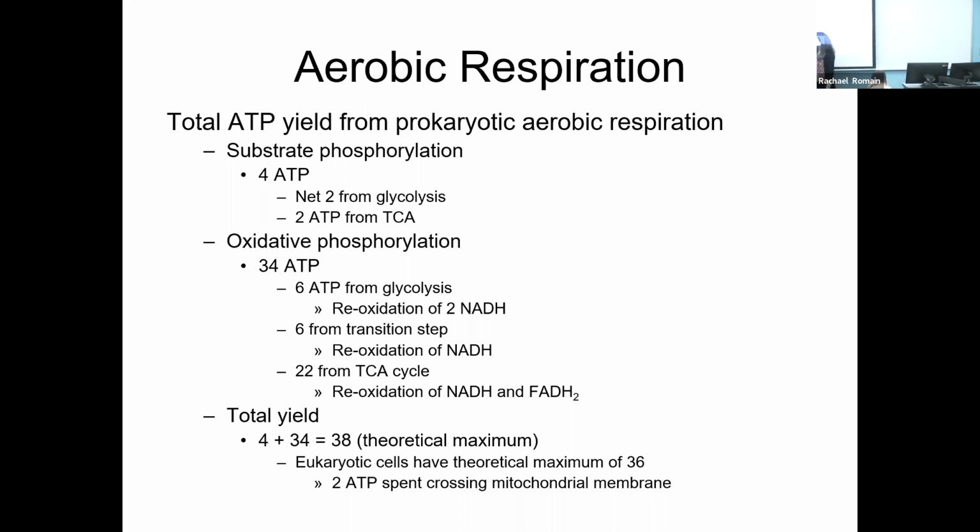6 are coming from the 2 NADH that are in glycolysis. 6 are coming from the 2 NADH that are from the transition step. 22 are coming from the NADH and the FADH2 that are from the TCA cycle. So that's how we end up with 34 total from oxidative phosphorylation. The total yield of ATP in aerobic respiration in a prokaryote is 38, the total maximum.